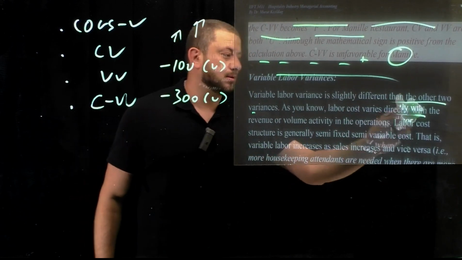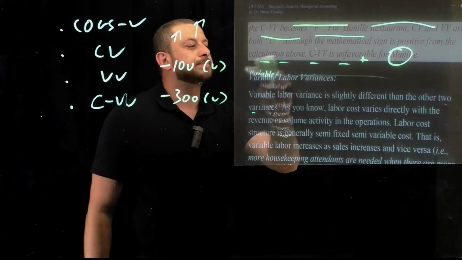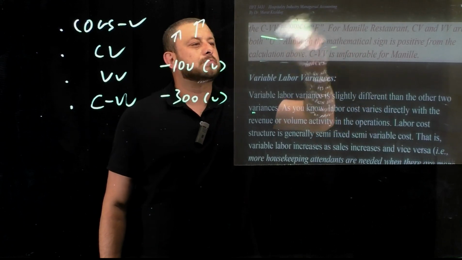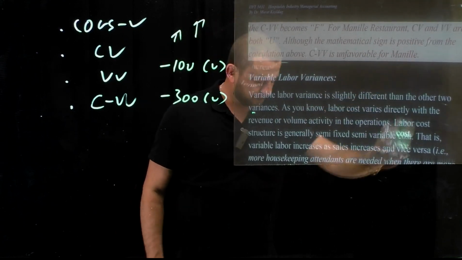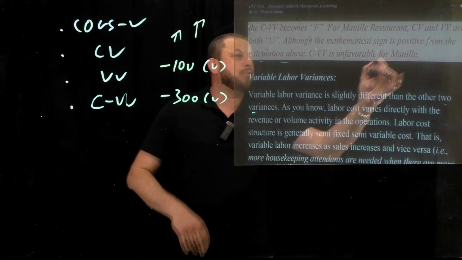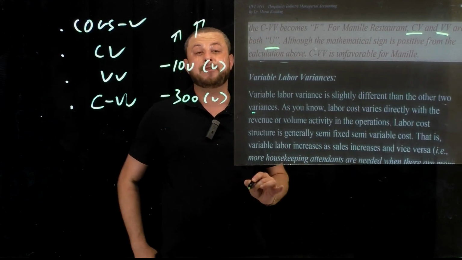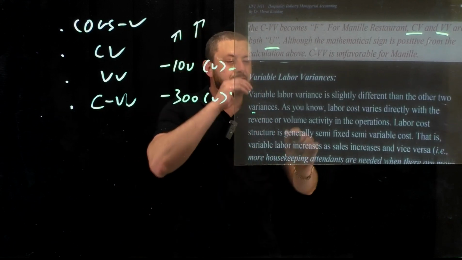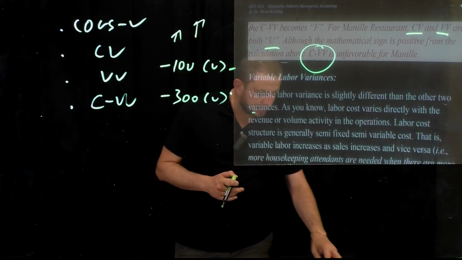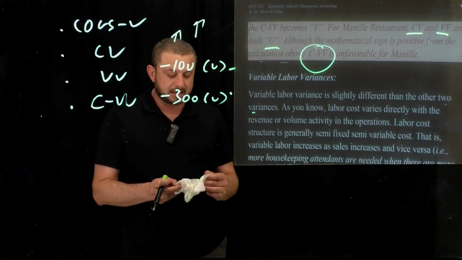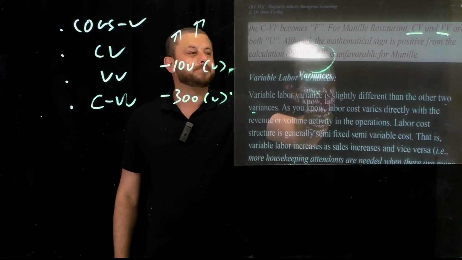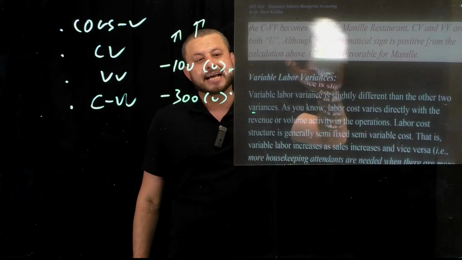In our case, for Manil restaurant, both CV and VV are unfavorable, right? Therefore, my CVV will also be unfavorable, because the interrelationship of CV and VV is very important. Okay, so this was the expense side of it.